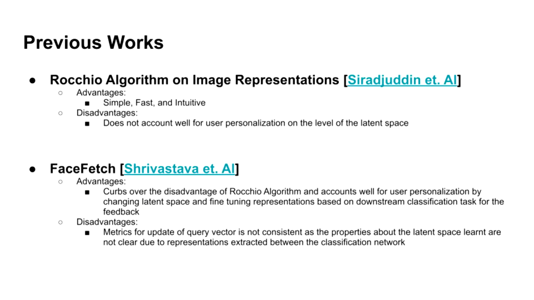Previous approaches like Rocchio on image representations and FaceFetch have attempted to solve this problem and have shown good results. However, they suffer from certain disadvantages. The Rocchio algorithm is very fast and simple, but it is a fixed algorithm that doesn't account for user personalization at the embedding level. FaceFetch curbs the problems posed by the Rocchio algorithm and attempts to personalize the embeddings by defining an auxiliary classification task on the selected and the non-selected images by the user at each iteration, and uses those personalized embeddings to run the Rocchio on the system.